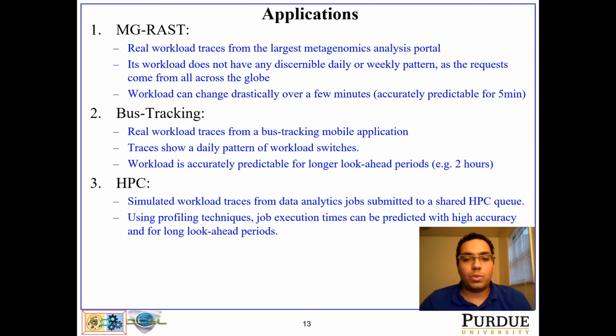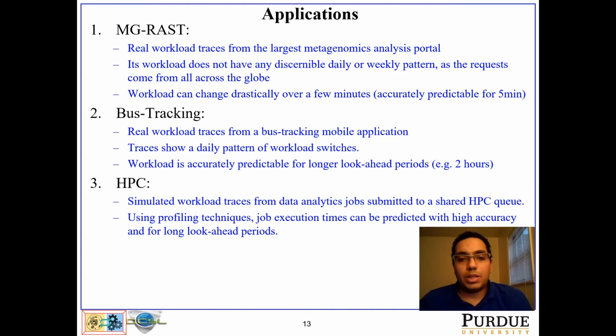Before we go to our evaluation, we'll first introduce the 3 applications that we use as our benchmarking workload. The first application is the largest metagenomics analysis portal, called MG-RAST, for which we use the real workload trace to replay. We see that there is no daily or weekly pattern in the workload, and the workload changes very drastically over time, which makes it very hard to predict a look-ahead period of more than 5 minutes.